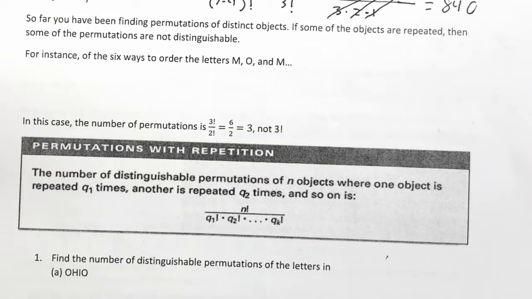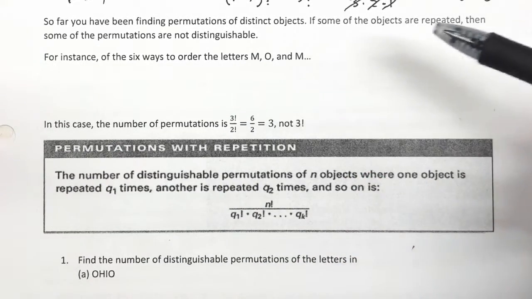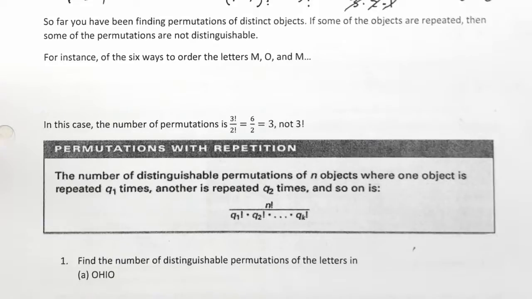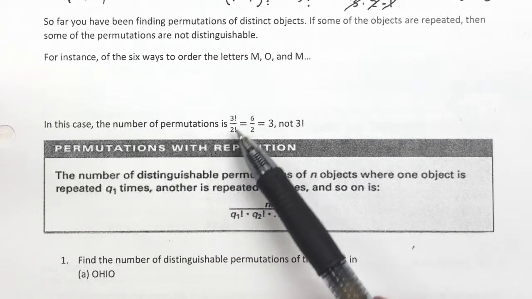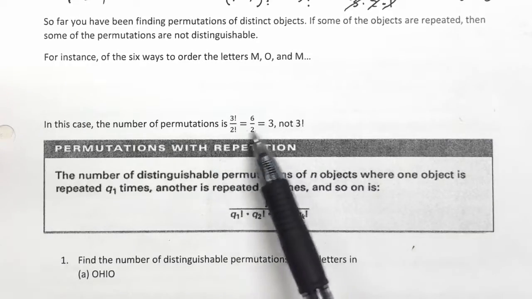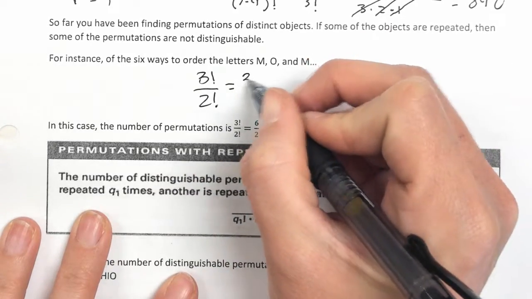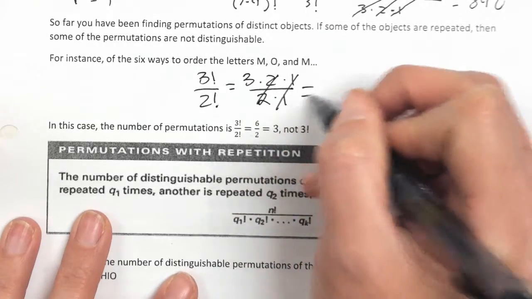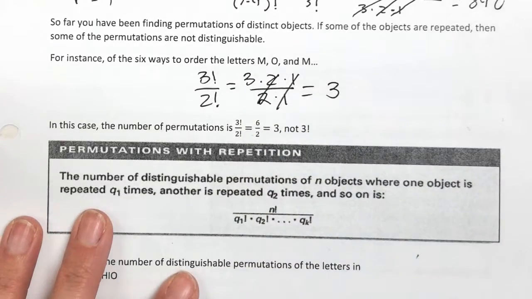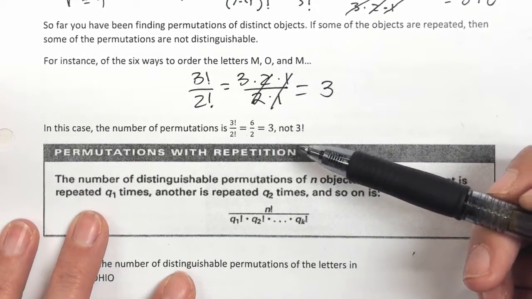So far you've been finding permutations of distinct objects. If some objects are repeated, like in this example, then some of the permutations are not distinguishable. So for instance, of the 6 ways to order the letters MOM, in this case the number of permutations is 3 factorial over 2 factorial, which would be 6 divided by 2. Again, what is 3 factorial? And what is 2 factorial? So these would cancel out and you'd have what? That's how many options we had, right? Not 3 factorial, because 3 factorial would be 3 times 2 times 1, which is 6. We really don't have 6.